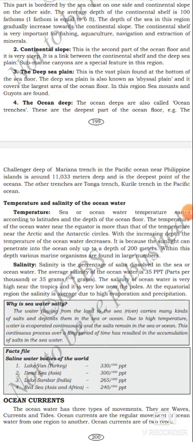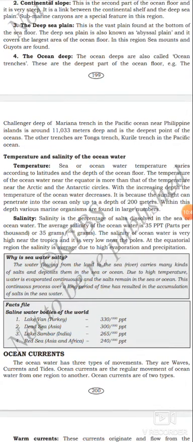The ocean deeps are also called ocean trenches. The ocean deep is also known as ocean trenches. What is it? These are the deepest part of the ocean floor. Which is the deepest part of the ocean floor? The ocean deep is the deepest part of the ocean floor.